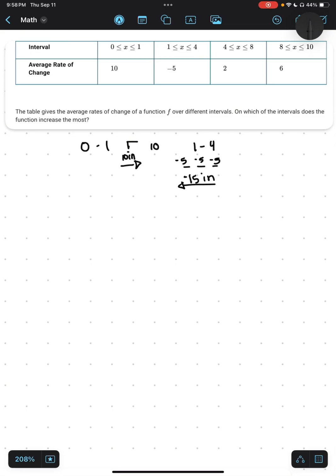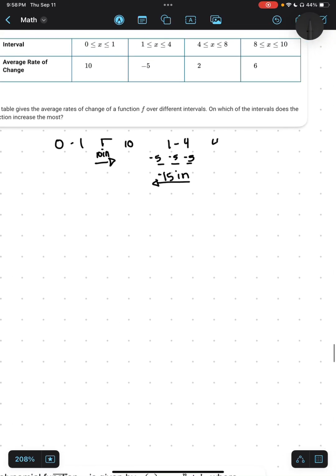Okay. And then we go to 4 to 8, and we're moving over 4 spaces because 8 minus 4 is 4. And for the previous one, it was 4 minus 1, which was 3 spaces. And each space, you're moving 2 inches. So 2 times 4 is 8. So you moved right 8 inches.